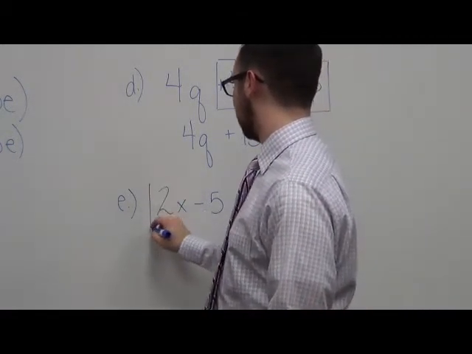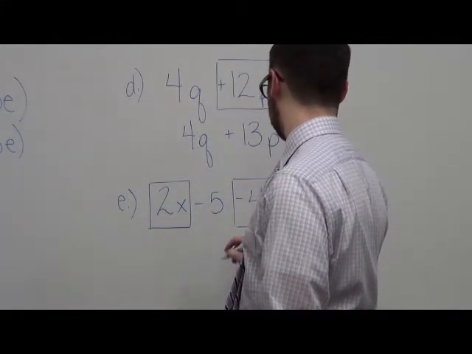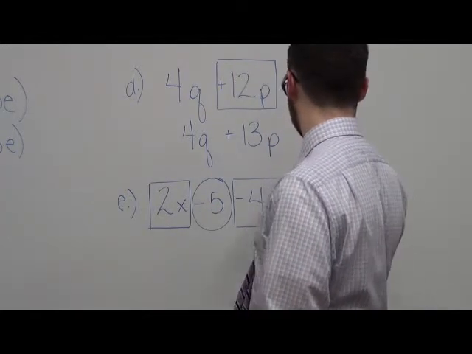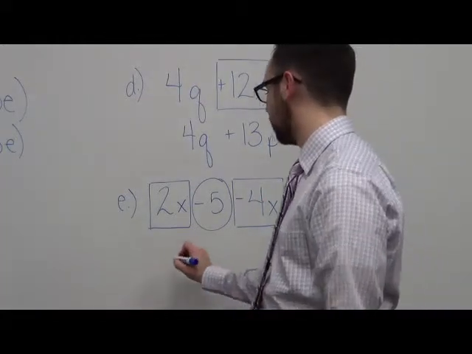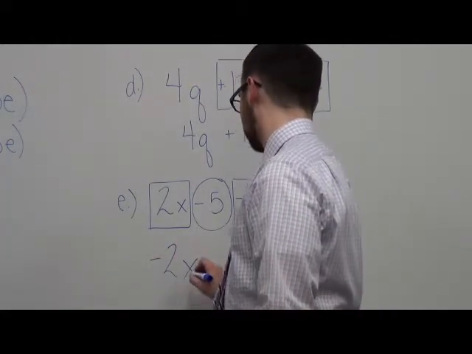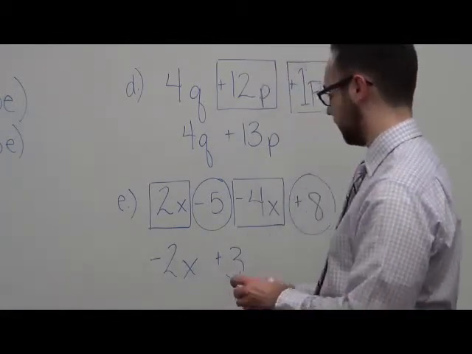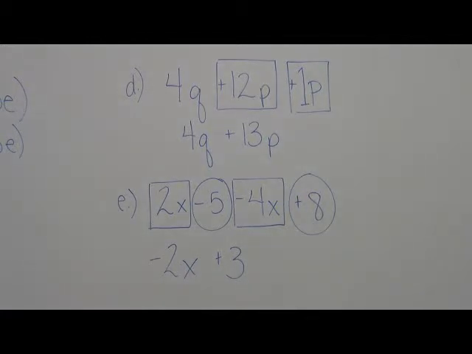Identify like terms down here in the next one. 2x, negative 4x, negative 5, and positive 8. So my two squares, 2x, negative 4x gives me a negative 2x. Negative 5 plus 8 gives me a positive 3. That's all the further that we can take that one. And that is how you simplify algebraic expressions.